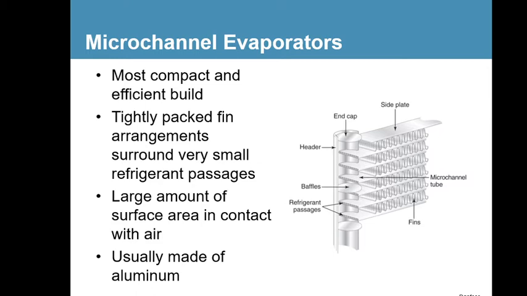It can be used for forced draft or natural draft. Microchannel evaporators. This is the new thing in home air conditioning. Most compact and efficient build. Tightly packed fins arranged surrounding a small refrigerant passage. Large amount of surface area in contact with the air, usually made of aluminum. We do have a coil like this in our lab.